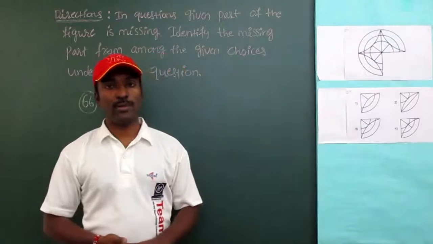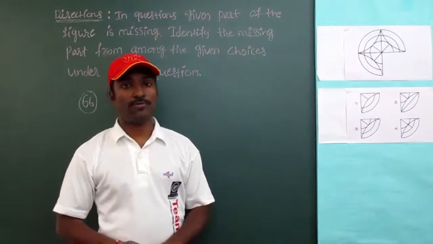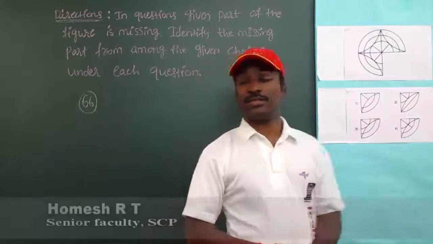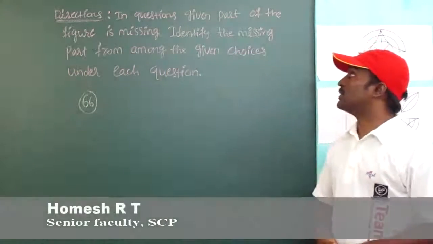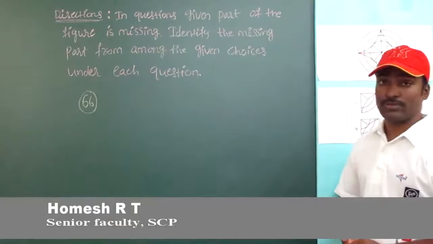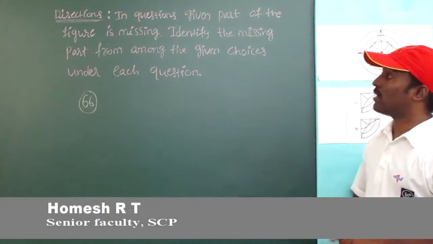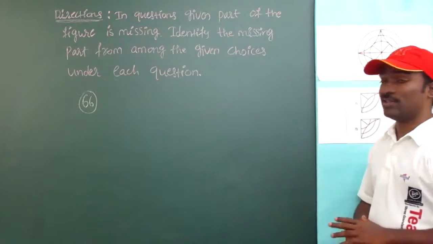Well friends, here is problem number 66. Before going to the problem, I will read the direction. The direction is, in the questions given, part of the figure is missing. Identify the missing part from among the given choices under each question.